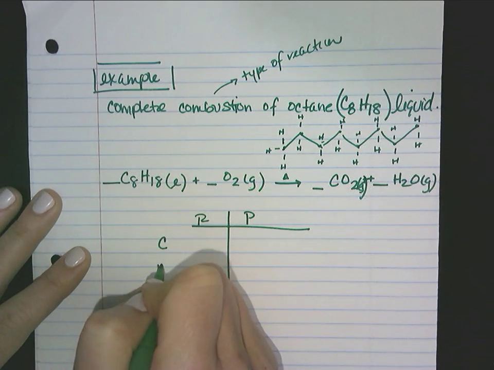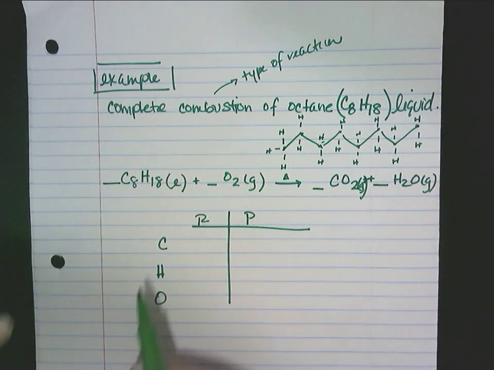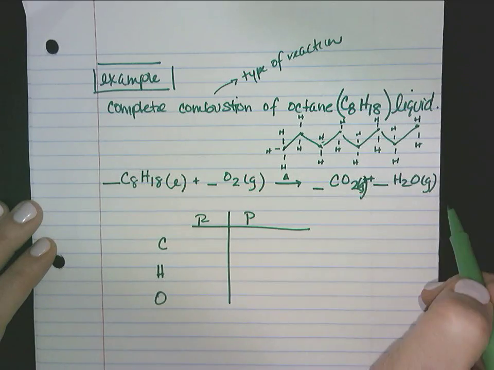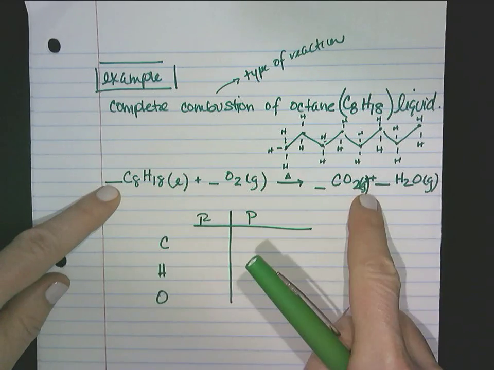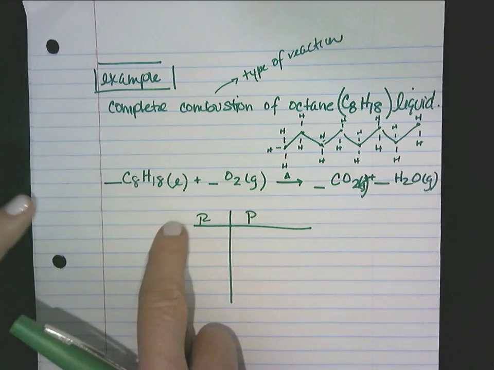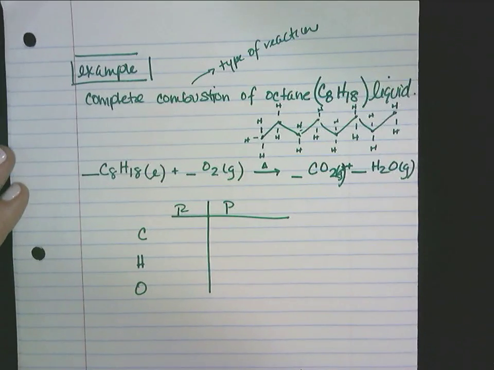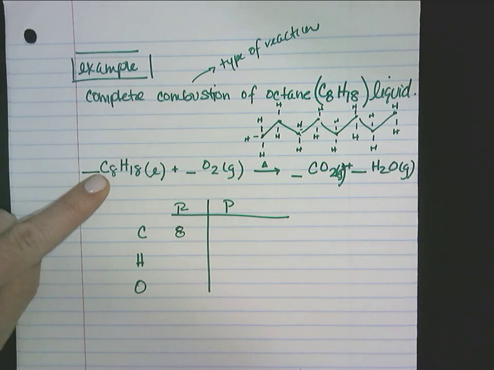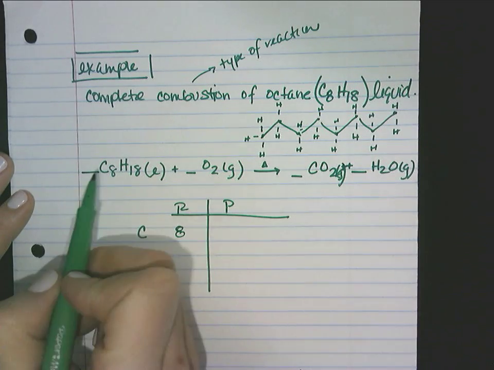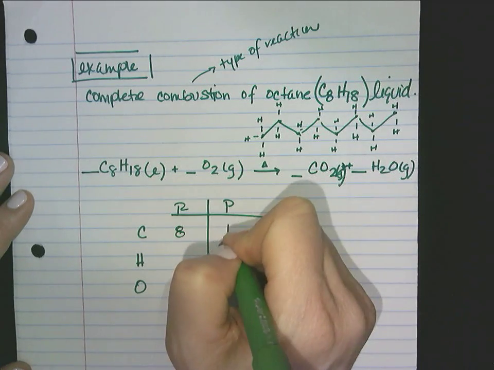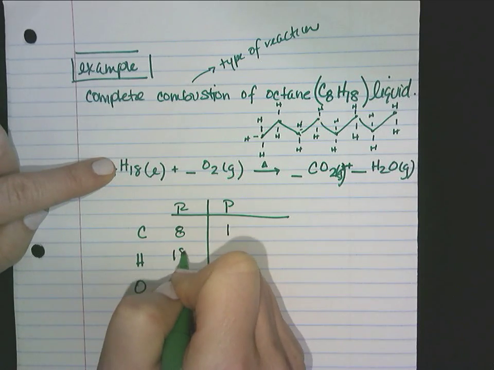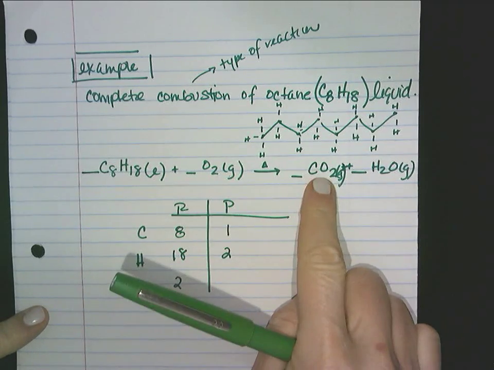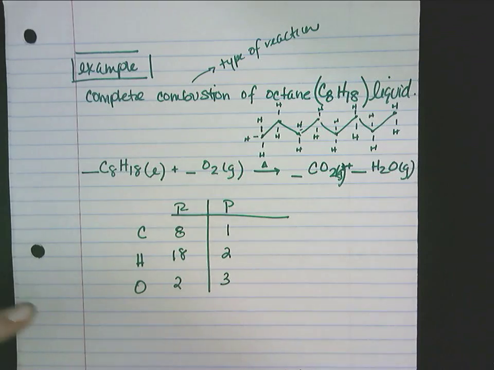We still have C, H, O. These are the only elements that appear in this reaction. And we break them into their elements because none of these molecules appear on the left and the right side, the reactant and the product side. So we have to break them into their elements instead of keeping them as molecules or compounds. So we begin with 8 carbon reactants on the left side of the equation, and we have 1 in the products. We have 18 hydrogens. We have 2 hydrogens in the product. We have 2 oxygen, and we have 2 plus 1, 3 oxygen in the product.